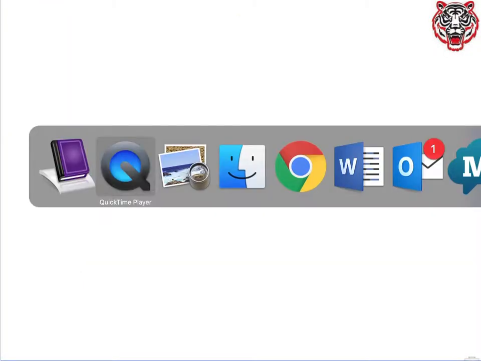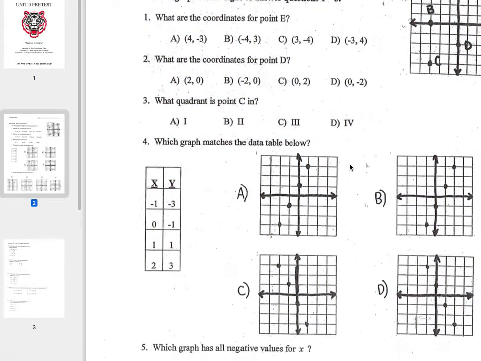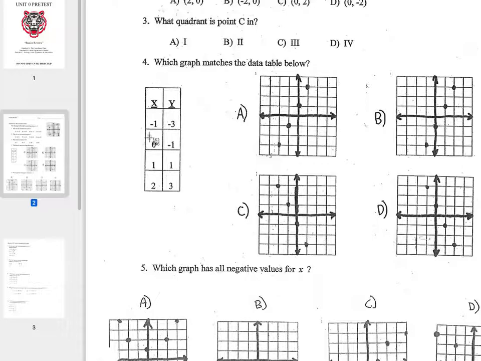I'm going to make a few of those. All right, and I need to screenshot, I guess I'll just screenshot 4 for now.